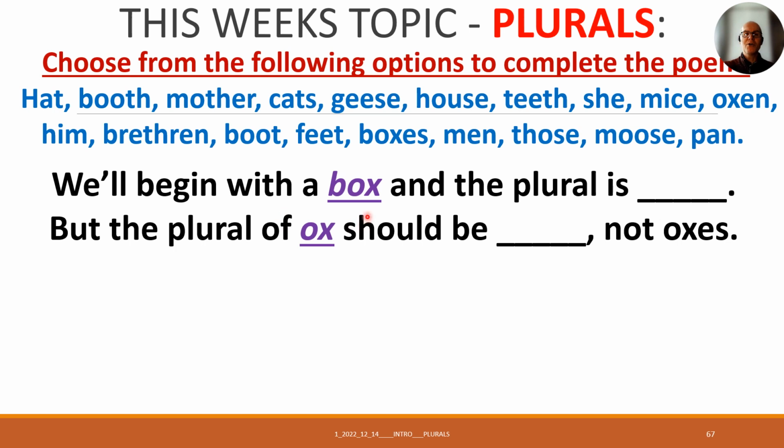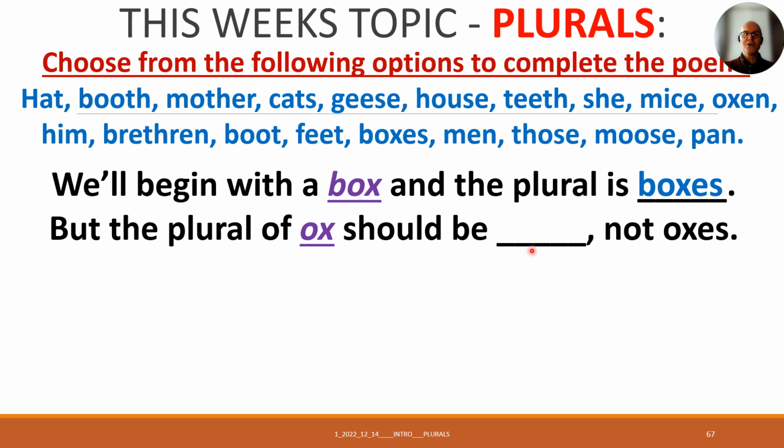We'll begin with a box, and what's the plural of box? Press pause if you want to look through the list of options. It's boxes. The plural of box is boxes. But the plural of ox should be blank, not oxes. So this is showing you that similar words, box and ox, don't follow the same rule for making plurals.